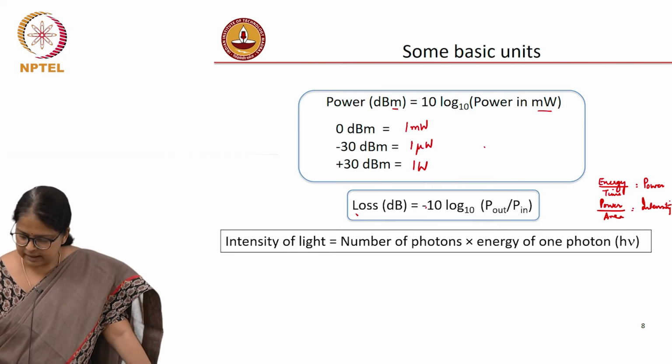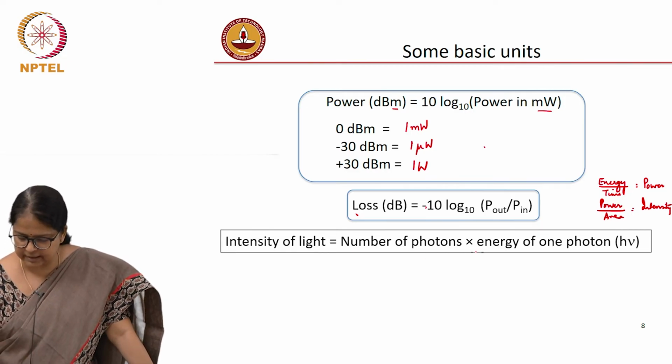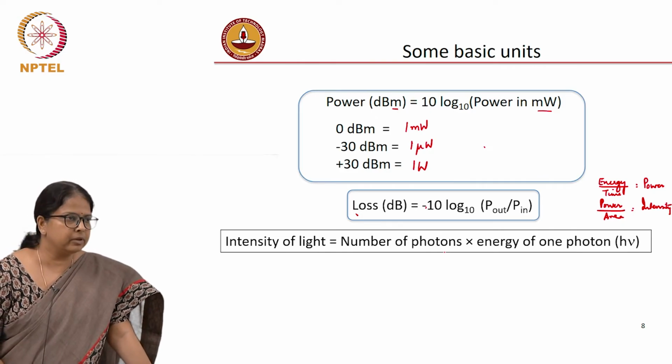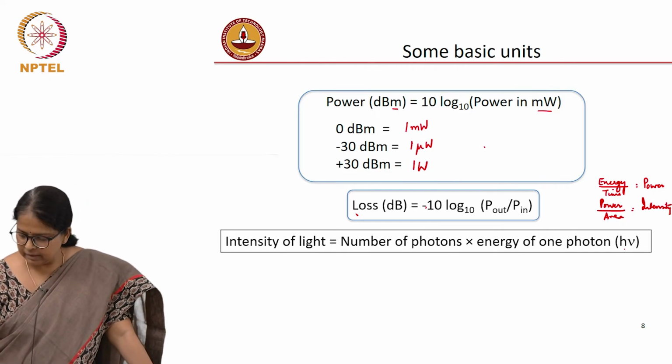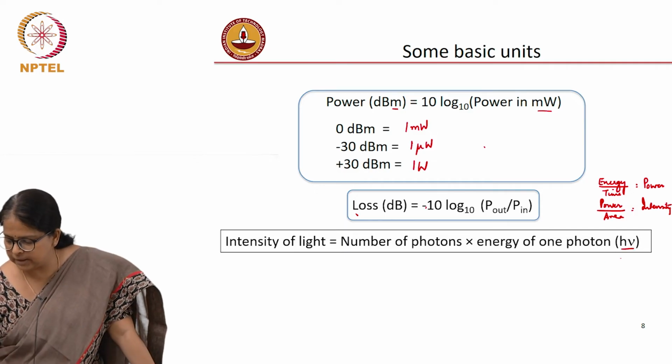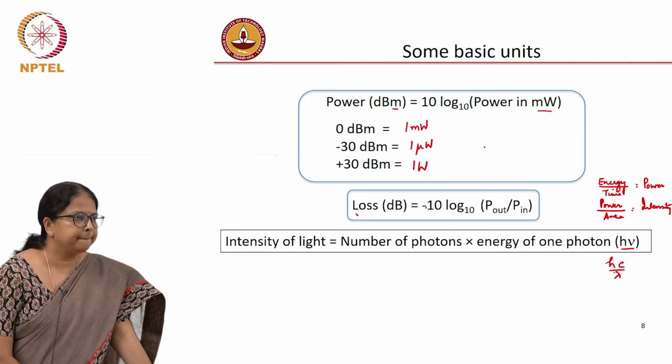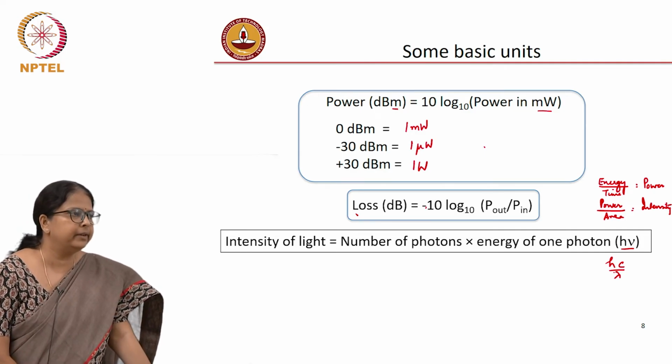And intensity by itself is number of photons multiplied by energy of one photon. And energy of one photon, we know, is h times frequency of the photon, or this is hc by lambda. Lambda is the wavelength of light.